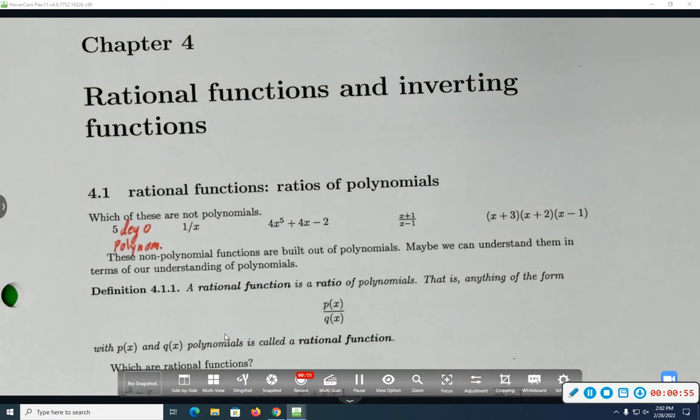1 divided by x, is that a polynomial? Folks for yes? Folks for no? Perfect. Yeah, you're not allowed to divide by x. You're allowed to divide by a constant in a polynomial, not by x.